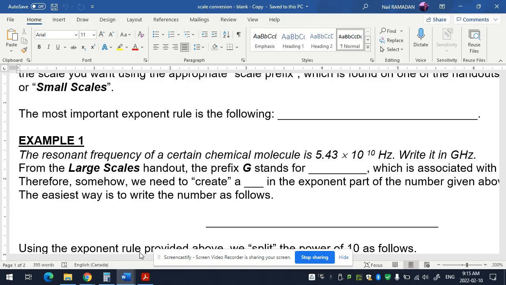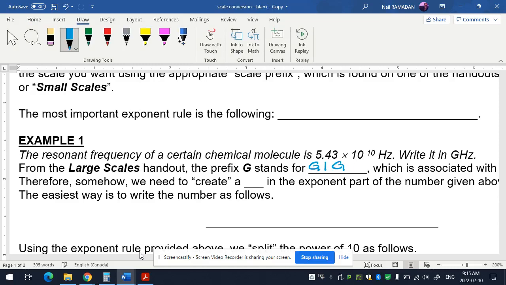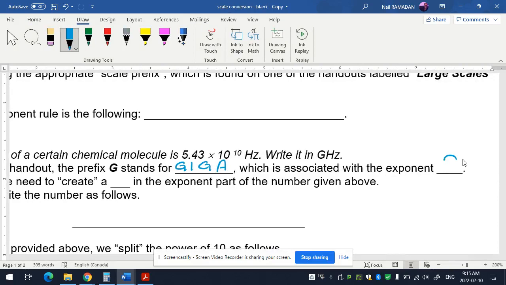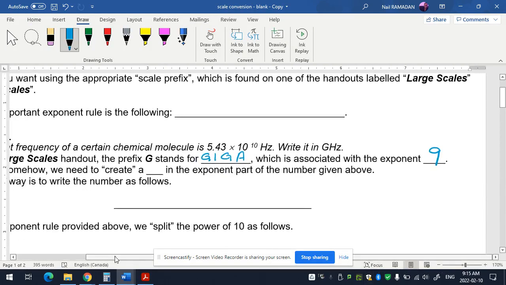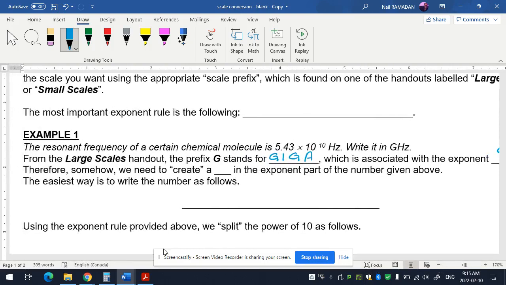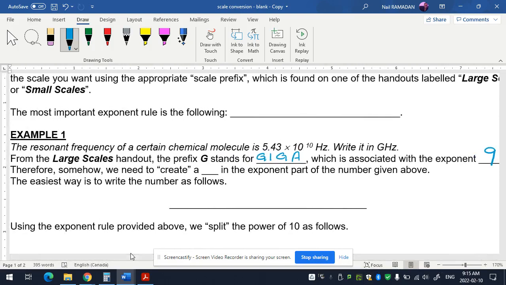From the large scale handout, what does G stand for? No, as a word. Giga. Okay. Giga, which is associated with the exponent 9. Good. So what does that mean? That means that somehow we need to create a 9 here. Otherwise, I'm not going to be able to use it.